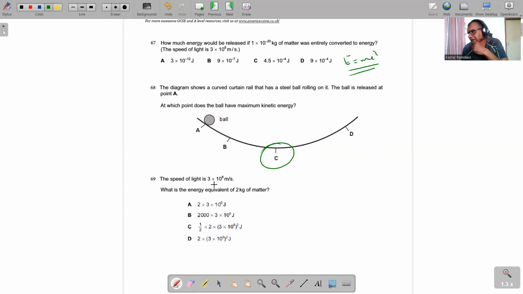The speed of light is given. What is the energy? It is equal to mc squared. We will not explain it.